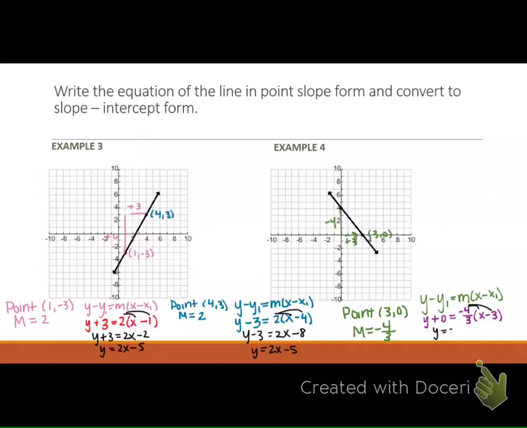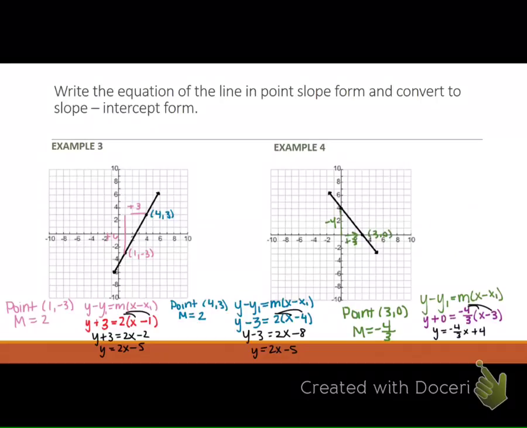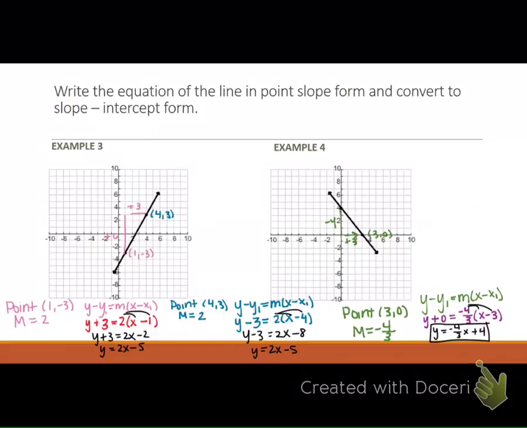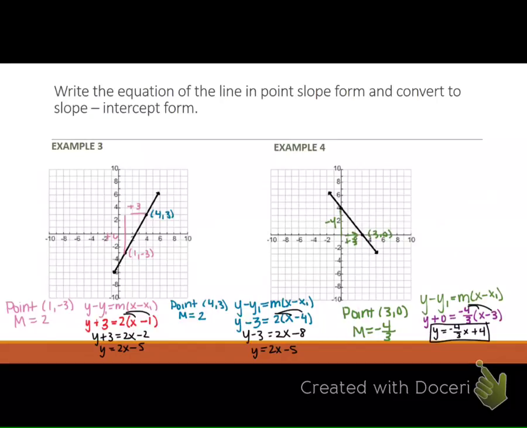So we have y equals negative 4/3 x plus 4. And that is your equation in slope-intercept form. So do we have questions about writing it from a sentence or from the graph? Are we doing okay so far before we get into more examples here?